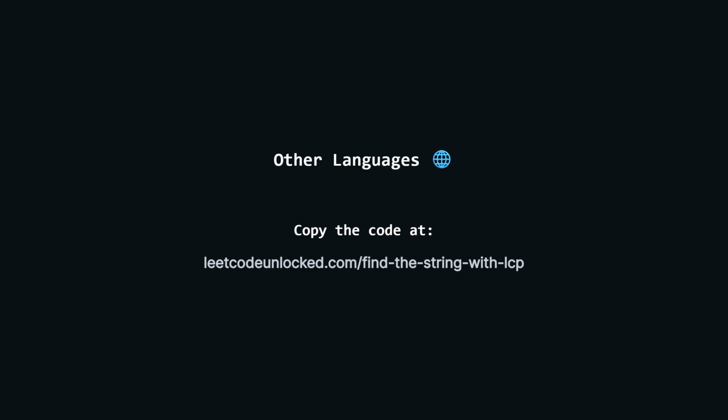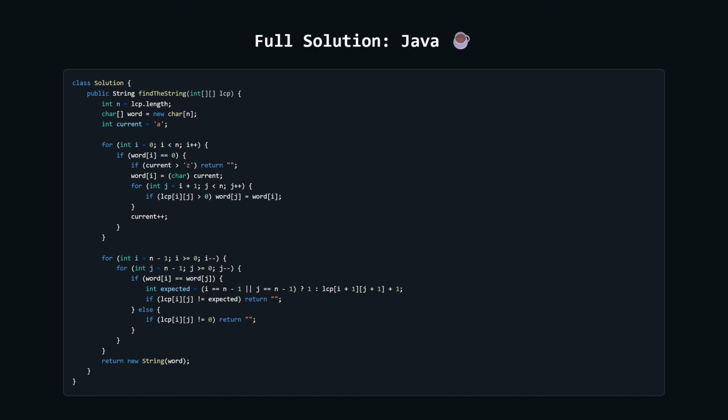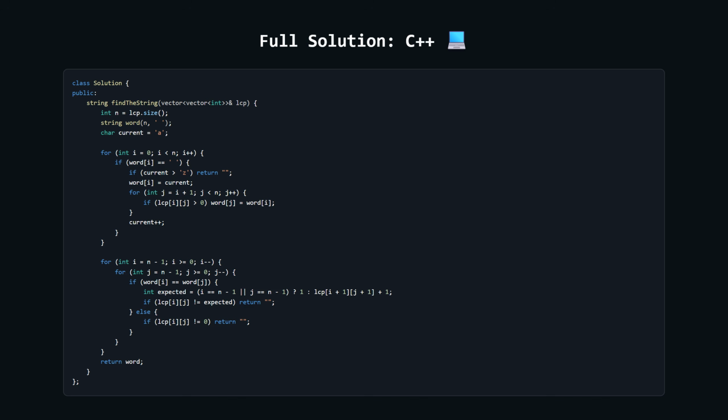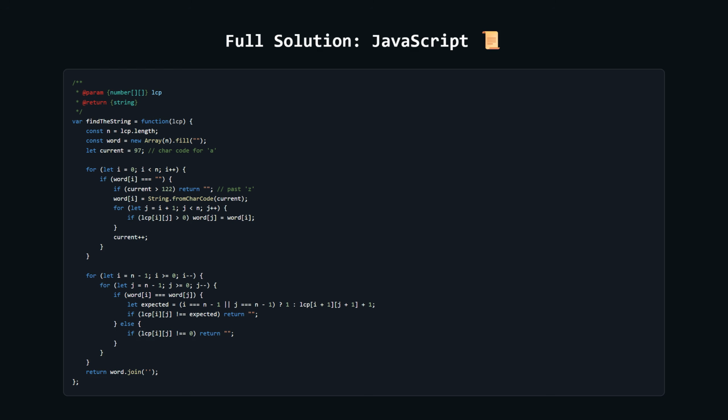As promised, here are the full solutions for Java, C++, and JavaScript. Here is the full solution in Java. Next up, here is the C++ version. And finally, here is the solution in JavaScript.